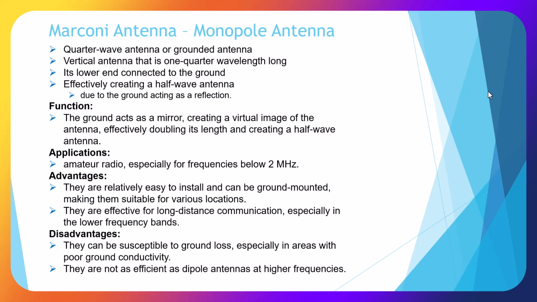They're a quarter wave antenna, also called a grounded antenna. It's a vertical antenna physically 1/4 wavelength long. Its lower end is connected to ground. It's effectively creating a half wave antenna. The ground acts like a mirror, creating a virtual image of the antenna, effectively doubling its length and creating a half wave antenna. Applications are amateur radio, especially low frequencies.